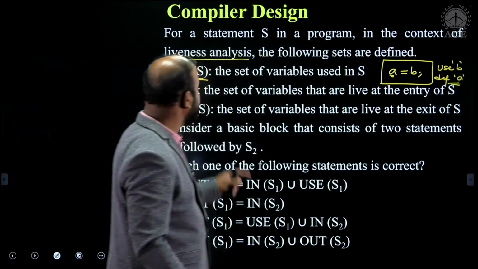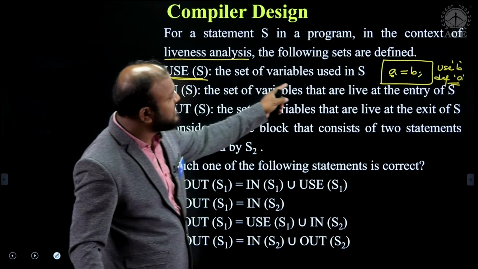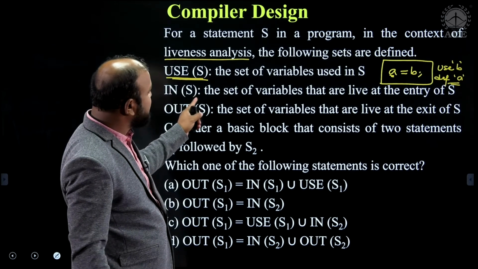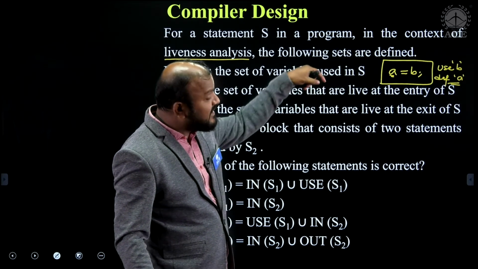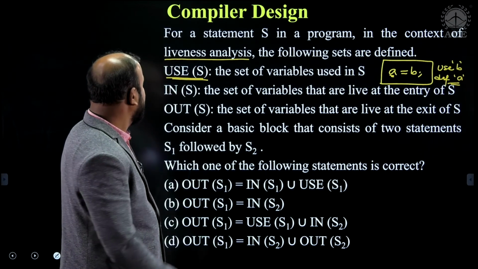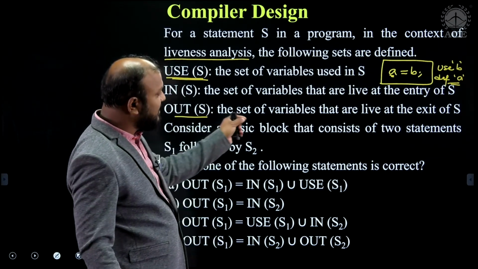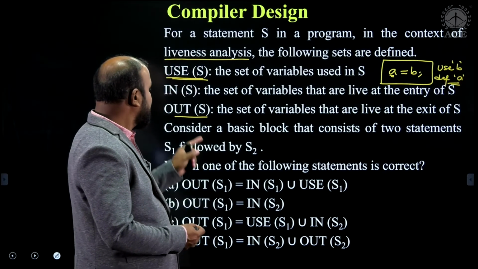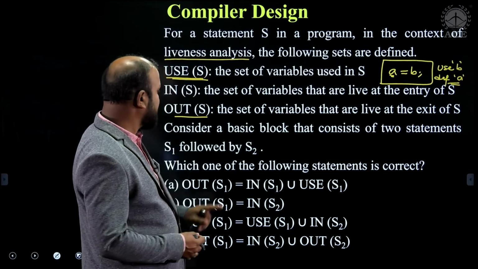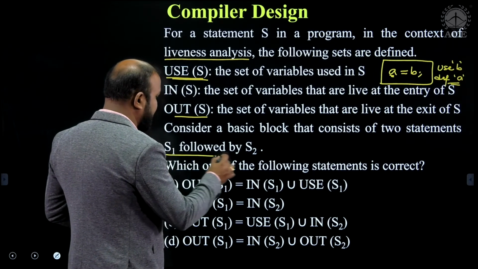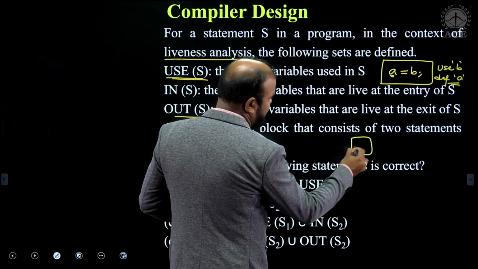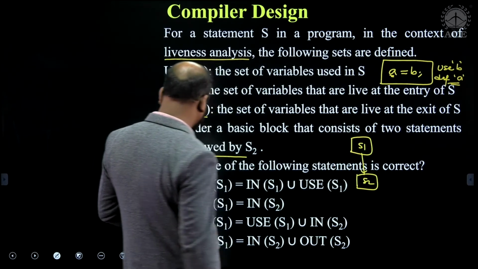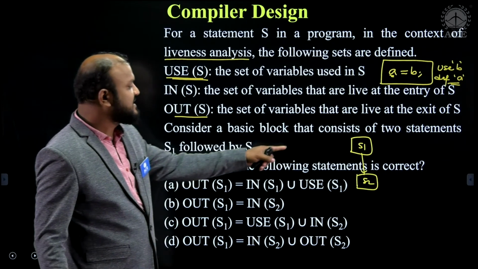Okay. Now, what is use of S? The set of variables used in S. In of S says the set of variables that are live at the entry of some block. Out of S, the set of variables that are live at the exit of S. Consider a basic block that consists of 2 statements, S1 followed by S2. Which of the following statements is correct?